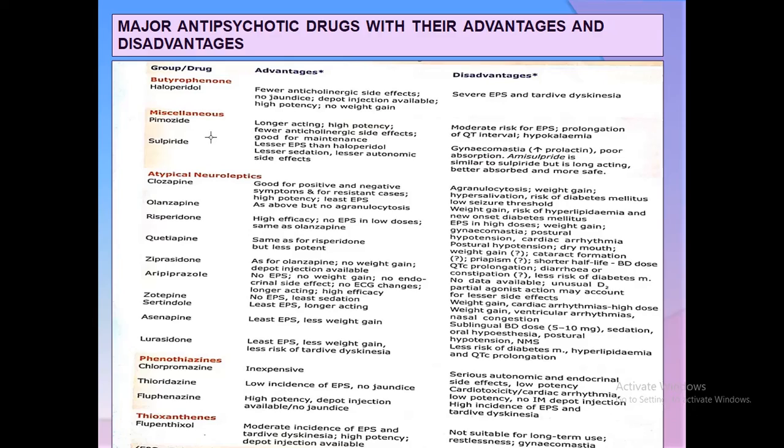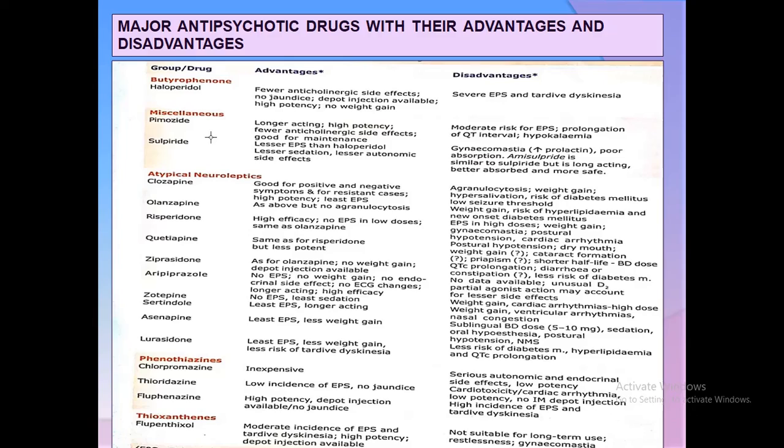Next drug is lurasidone. Advantages are less EPS, less weight gain, less risk of tardive dyskinesia, and less risk of diabetes mellitus. Disadvantages are hyperlipidemia and QTc prolongation. Phenothiazine group of drugs: chlorpromazine, advantage is very cheap, not expensive, and disadvantages are serious autonomic and endocrinal side effects, low potency.